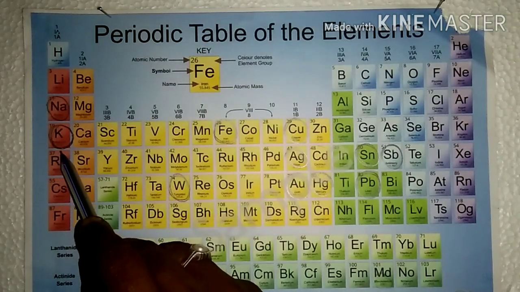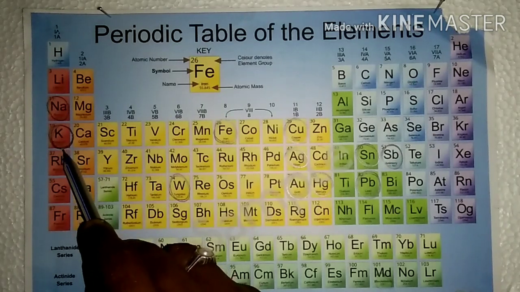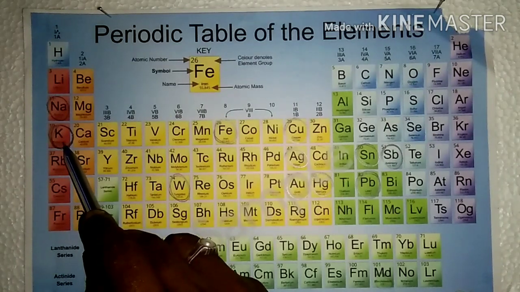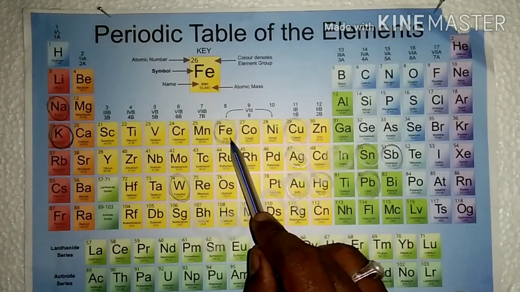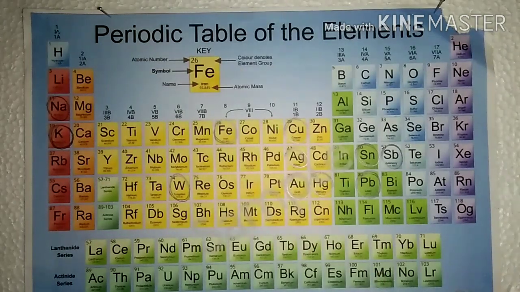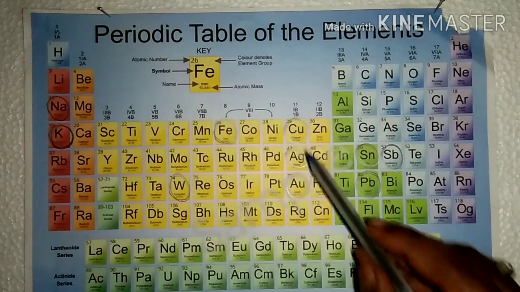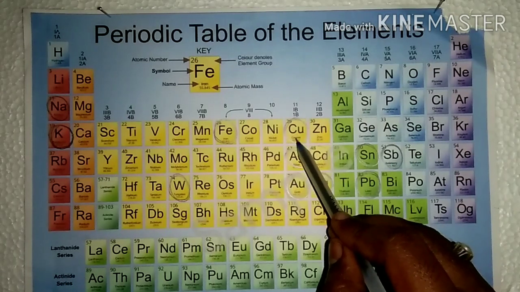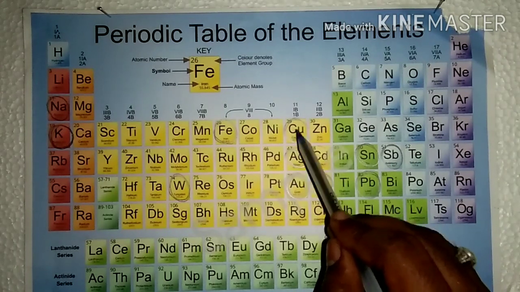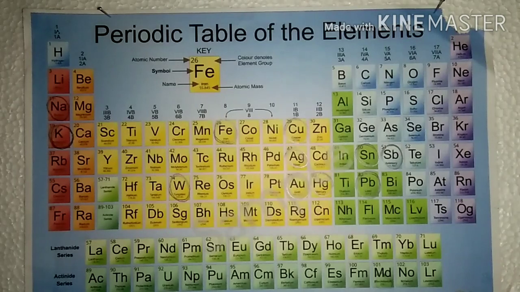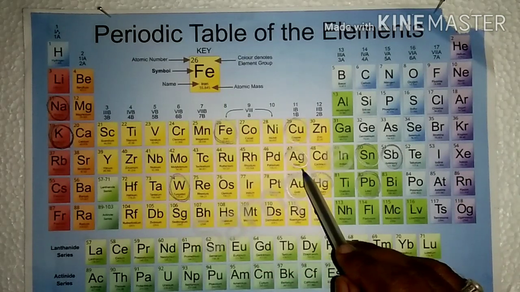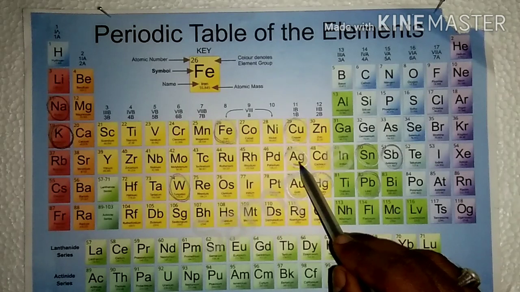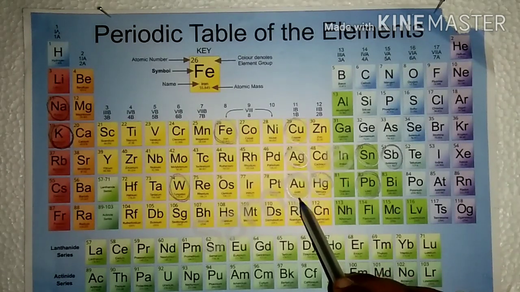Then here, potassium. The Latin name is kalium, so its symbol is K. Then iron, ferrum, Fe. And copper, cuprum, Cu. These are many times used in different kinds of reactions. Tungsten, wolfram, W. Silver, argentum, Ag. Gold, aurum, Au.